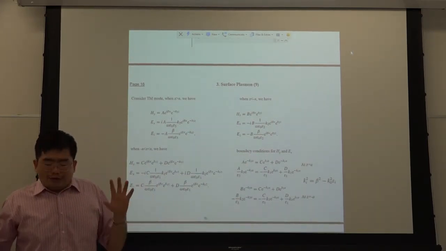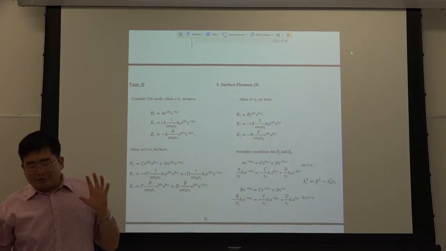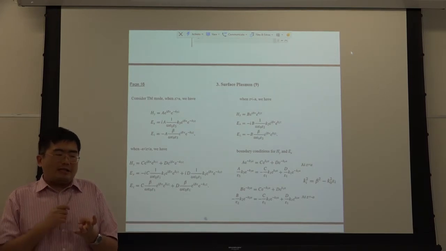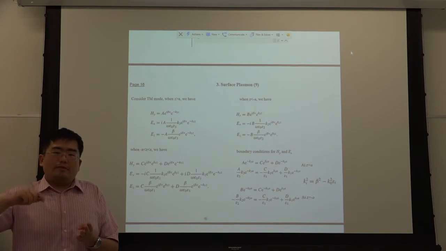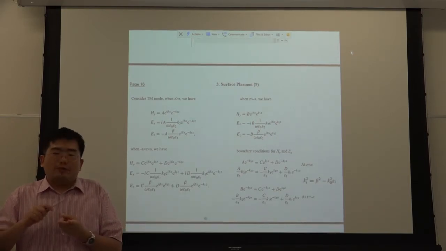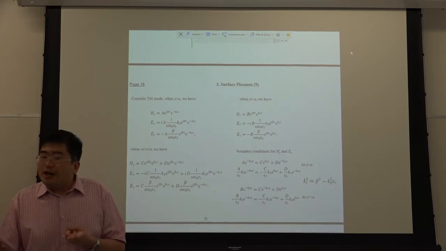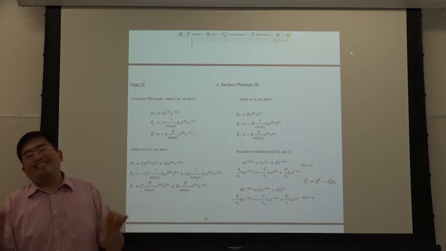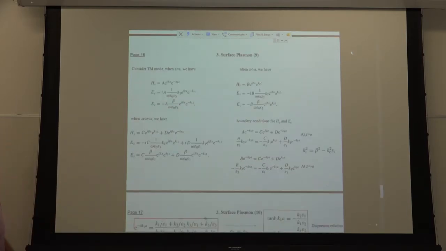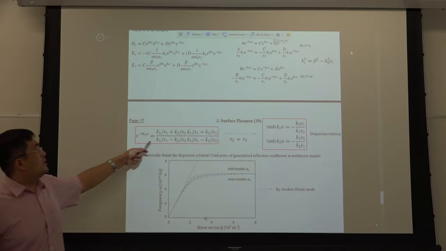So for any analytical method problem, the first thing is to assume the field form in different regions, for the E and H field. They have some unknowns, so use the boundary condition: tangential E and tangential H. Then you can solve. For all the analytical solutions, they have the same way. Now you can solve for this dispersion relation.